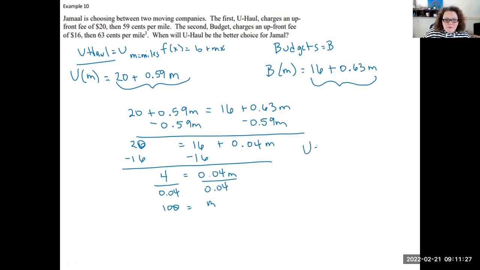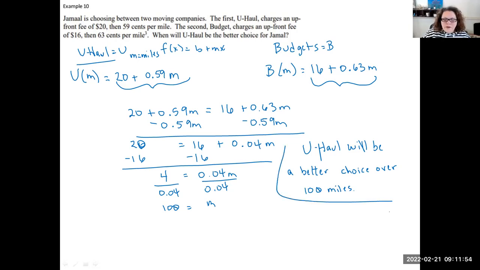U-Haul will be a better choice over 100 miles. And that's your answer.